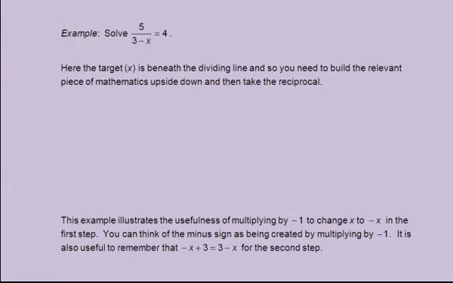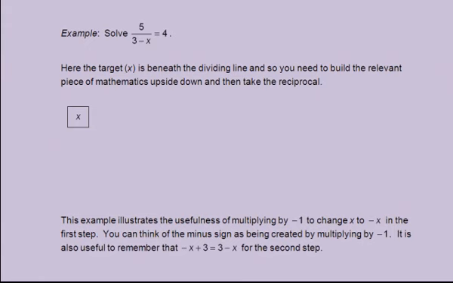Let's do a more complicated example. Let's solve 5 divided by 3 minus x equals 4. Here the target, x, is beneath the dividing line, and so you need to build the relevant piece of mathematics upside down and then take the reciprocal. Let's start with x in a box.